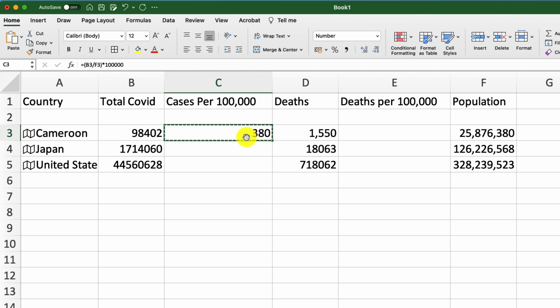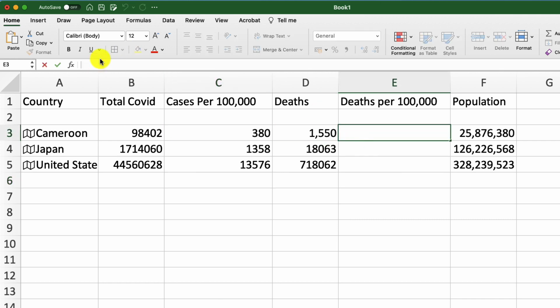And let me copy. And let me paste. So now I can see that there's quite a big difference between the United States and Japan and Cameroon. And even though Japan and the United States are kind of close in population, there's a huge difference here. Now let's do the same calculation with deaths per 100,000.